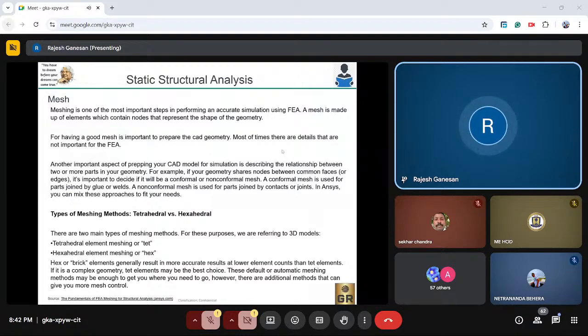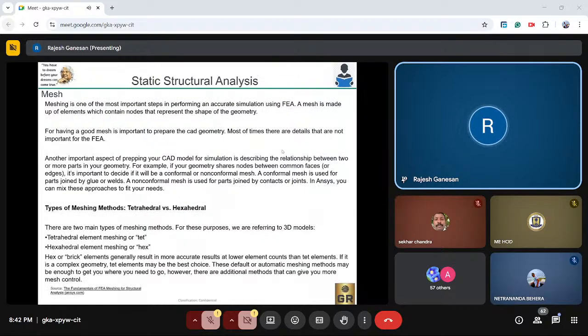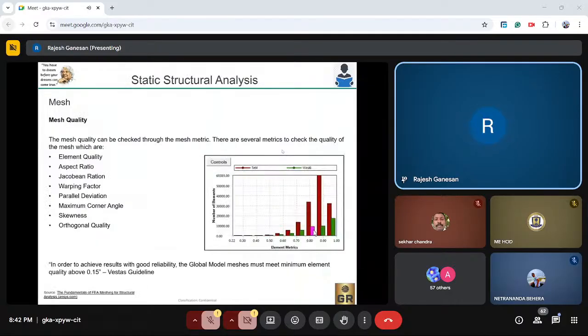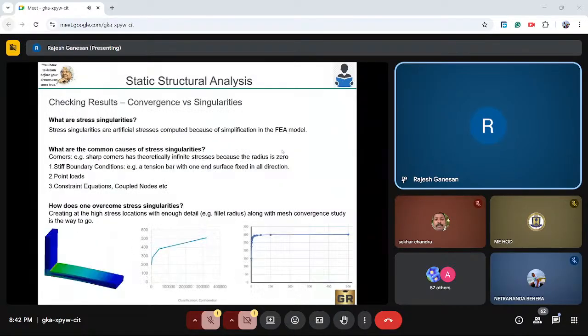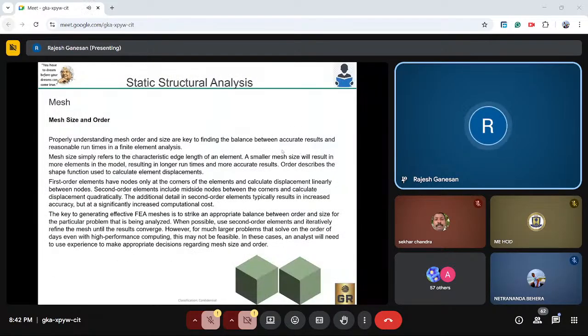Okay, here we have different types of meshing: tetrahedral, hexahedral, this kind of meshing types are there. I will show you in the picture itself. Here you can see.